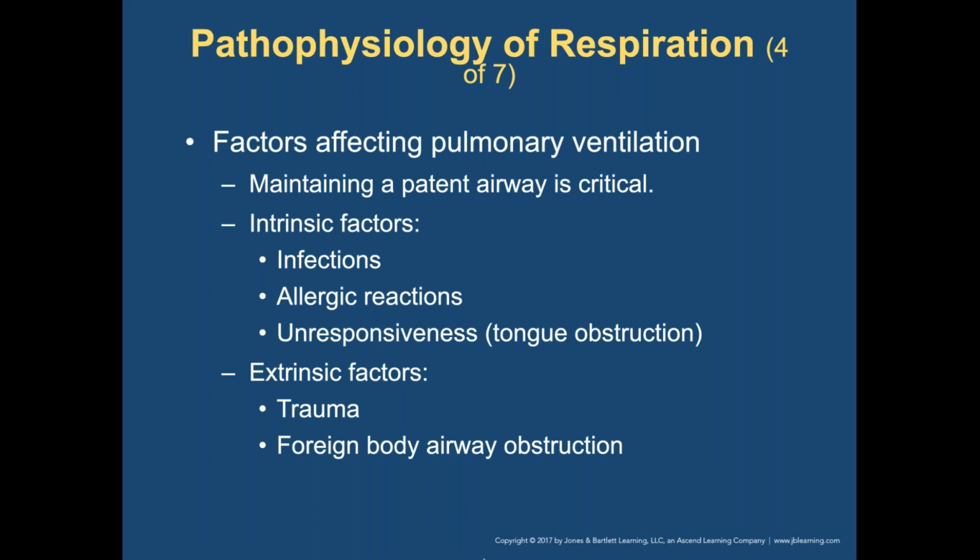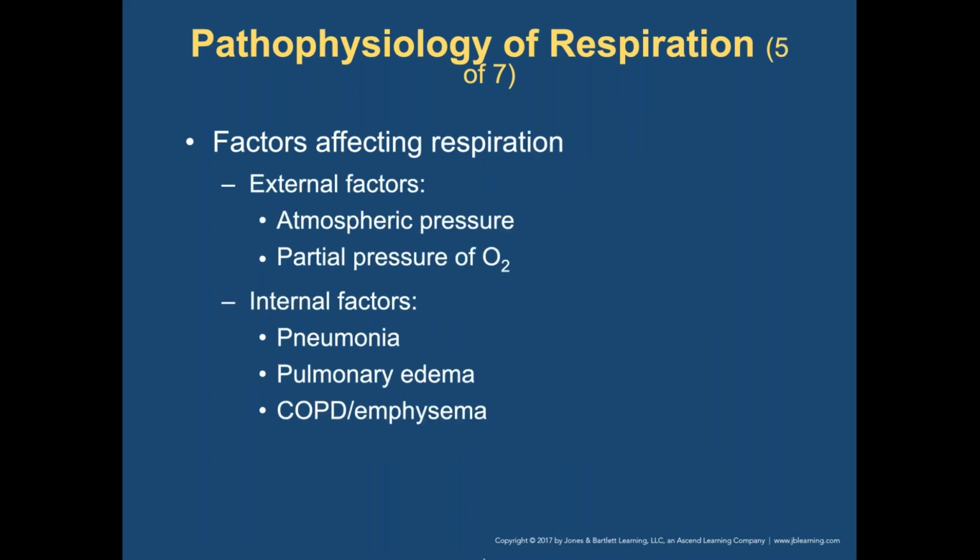Extrinsic factors, which means things happening outside the body. You have trauma, which is the definition of trauma, anything that happens from outside the body. So it could be a car wreck, it could be an injection of something, it could be something you smelled that causes your airway to spasm, that kind of thing. Foreign body airway obstruction, so somebody didn't chew their steak all the way, that could cause it. It's a problem from outside the body. That's your ventilation problems. Problems affecting respiration.